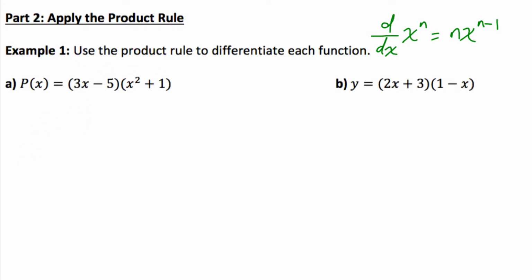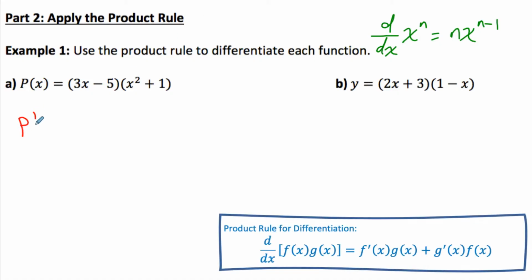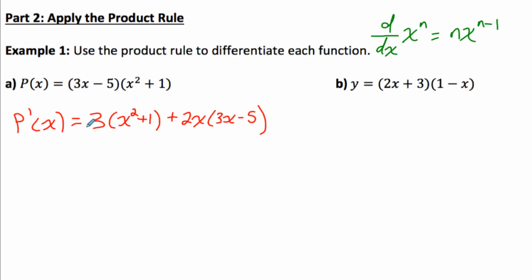So the product rule for differentiation tells us if we want p prime of x, since we have a product of two things, first function, second function, I need to do the derivative of the first function. So I need to find the derivative of that, which is just 3. Multiply that by the entire second function, plus the derivative of the second function, and the derivative of that function is 2x, and multiply that by the first function. And then all we have to do is simplify this.